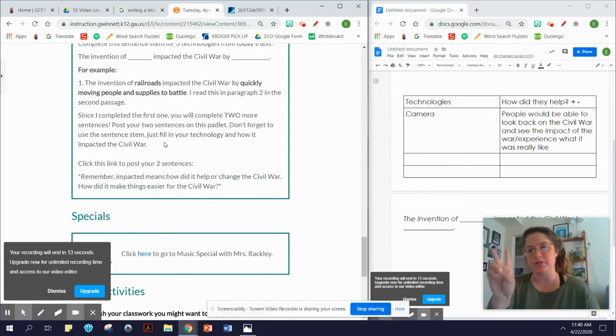So you're going to create 2 more and post your 2 sentences. What technology was it and how did it impact? Just 2 sentences. Make sure you find them in the passage.